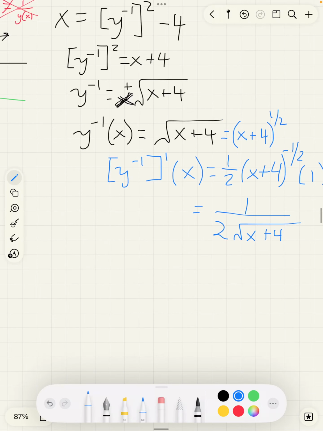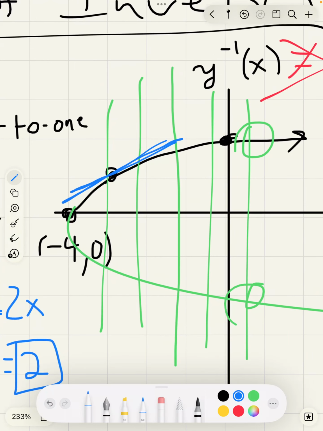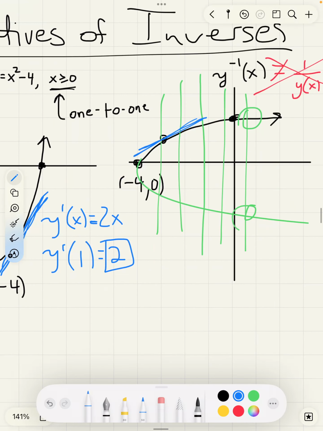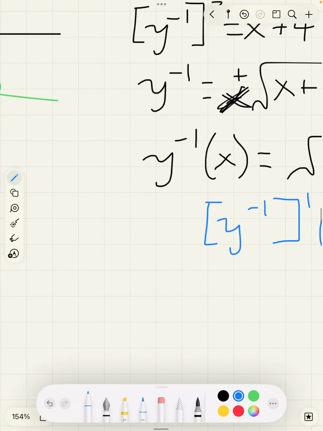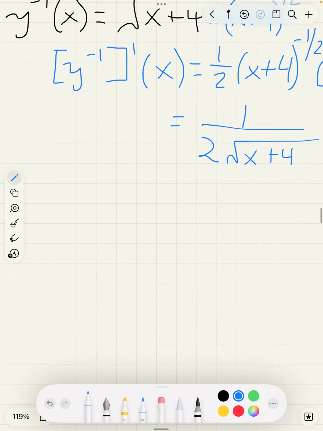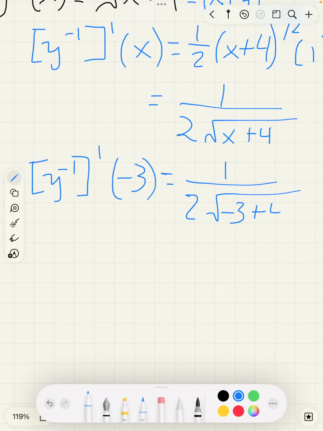So if I want the slope of this tangent line, notice the x-coordinate on the inverse function is -3, right? That was the y-coordinate on the original. So to find the slope of the tangent line that I drew, I need to know y inverse prime of -3. And when I substitute that into the derivative I just found, we end up getting 1/2.